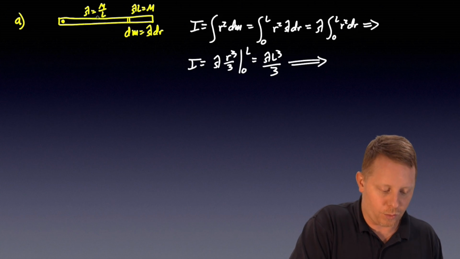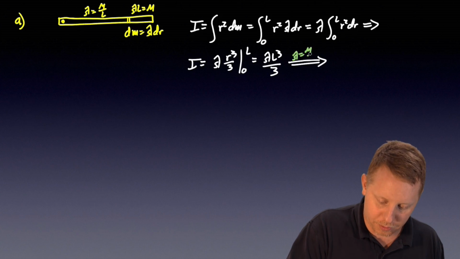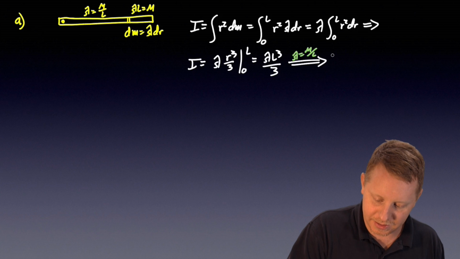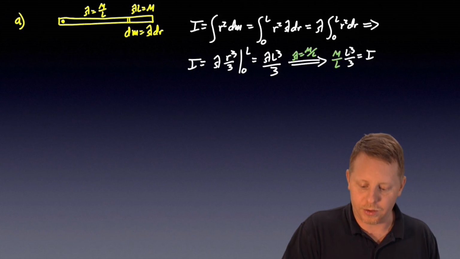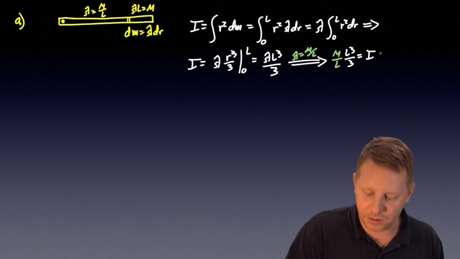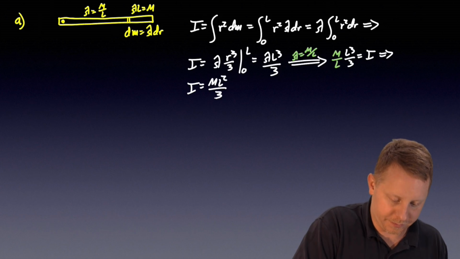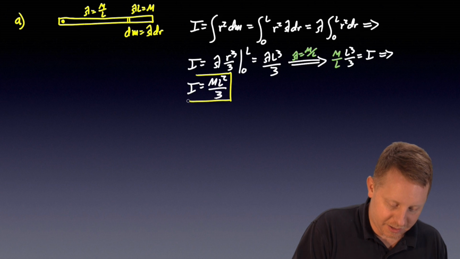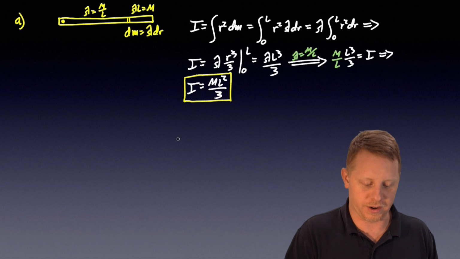This implies then, though, we said over here lambda equals m over L. So if lambda equals m over L, we can substitute that back in to say we have m over L, L cubed over 3 is our moment of inertia. L cubed over L just becomes L squared. Therefore, our moment of inertia, I, becomes mL squared over 3, which conveniently matches the answer they want us to achieve. So that covers part A.